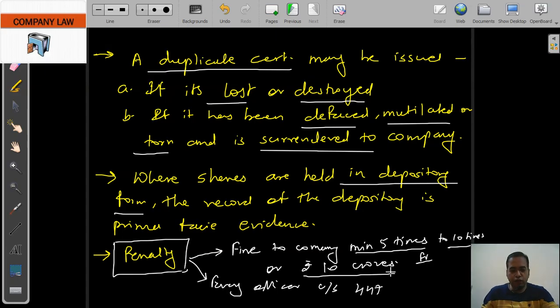Try to understand: if the company issues a duplicate certificate of shares with intent to defraud, only then can this kind of fine be levied. The company shall be punished with this fine or 10 crores, whichever is higher, which is a huge amount. The company should not make any mistakes while issuing share certificates, and every officer shall be liable under section 447, the section on fraud we studied under misstatement in prospectus.